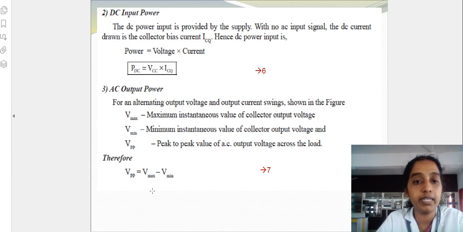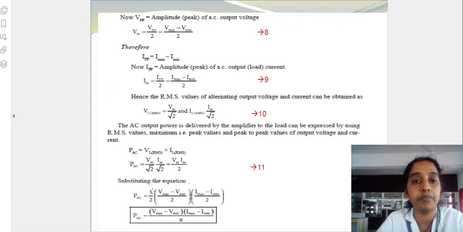How to calculate the AC input power? We need to know the peak to peak value, that is, the difference between the maximum and minimum value. What is the maximum value? The peak to peak value divided by 2. What is the peak to peak value? It is the difference between the maximum and minimum value. Divided by 2, that will give you the maximum voltage.